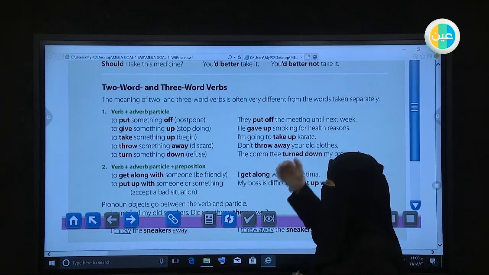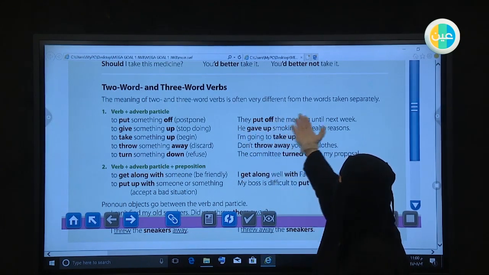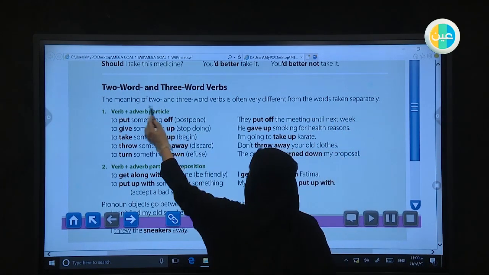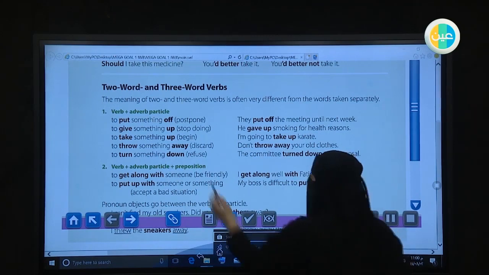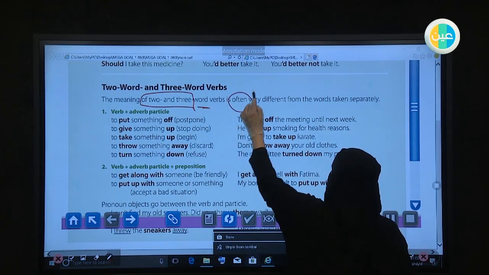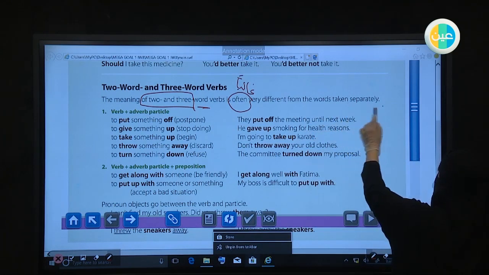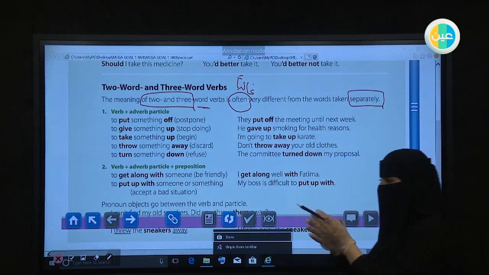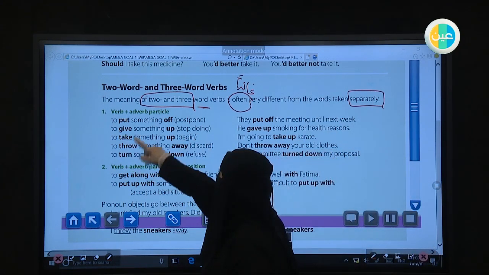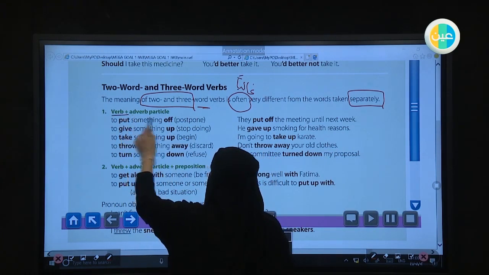Let's check what they wrote under that section. The meaning of two- and three-word verbs is often very different from the words taken separately. So it comes as two or three words together, and the meaning is often very different from the words taken separately. Okay? Separately means individually, one by one. They have two things under that section. Number 1, verb plus adverb particle.